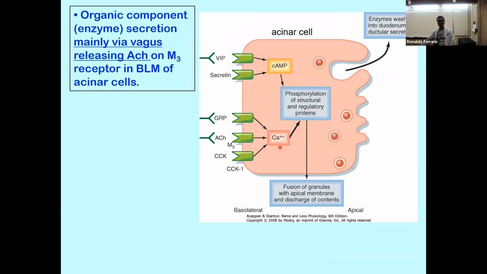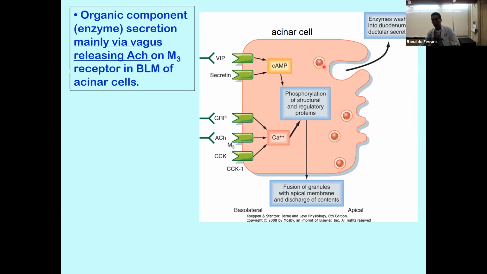And they are actually released mainly by calcium signaling when CCK is present and acetylcholine is present. So acetylcholine binding to the M3 receptor would release calcium, a second messenger, phosphorylate these regulatory proteins. There's a fusion of these granules containing enzymes with the apical membrane.